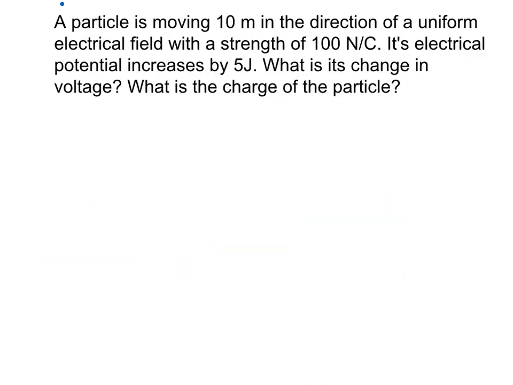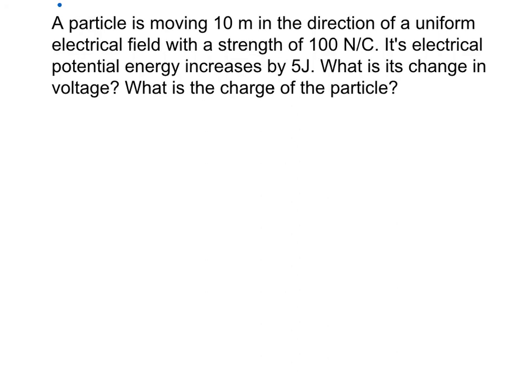All right, speaking of problems, let's look at this one here. We have a particle moving 10 meters in the direction of a uniform field with a strength of 100 newtons per coulomb. Its electrical potential increases by 5 joules. That should be electrical potential energy. All right, there we go. What is the change in voltage, and what is the charge of the particle?